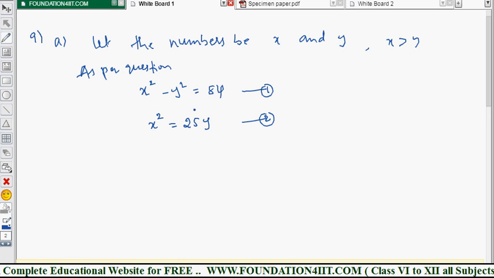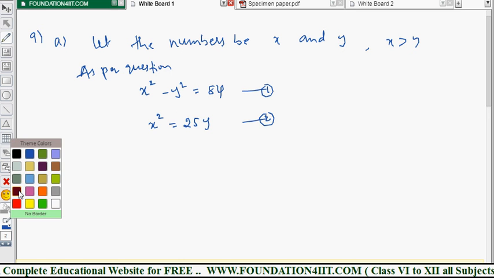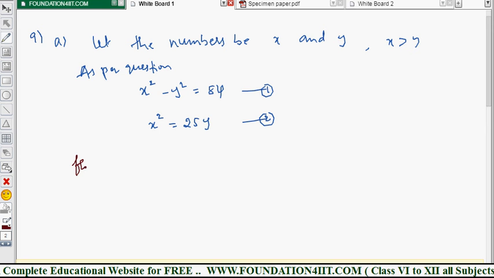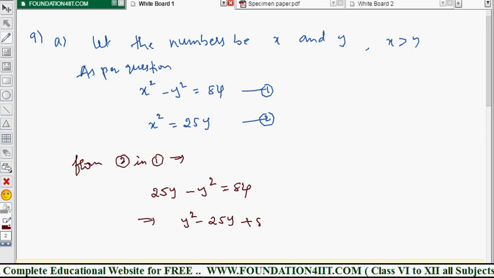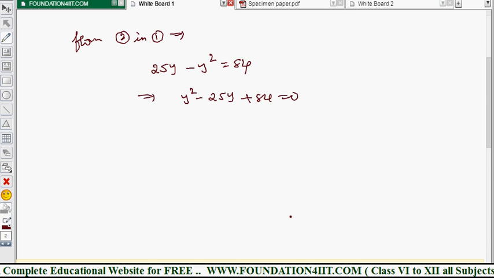Now in place of x square, I can substitute 25y. So from the second equation, substituting in the first, in place of x square we put 25y: 25y minus y square is equal to 84. This is a quadratic equation in terms of y. That is y square minus 25y plus 84 is equal to 0. If you solve this, you will get the value of y.